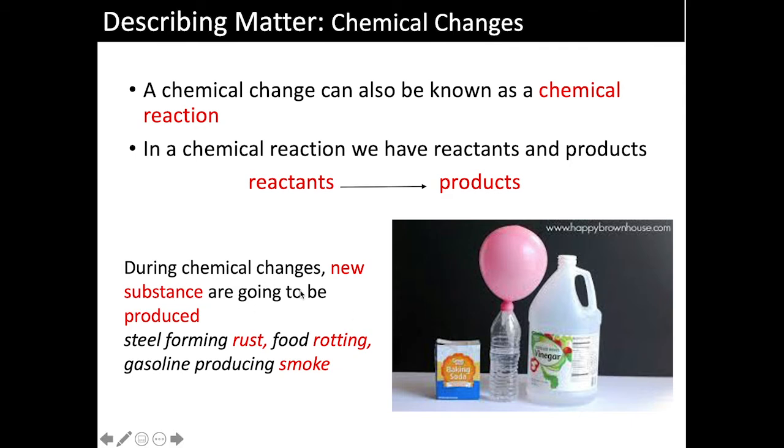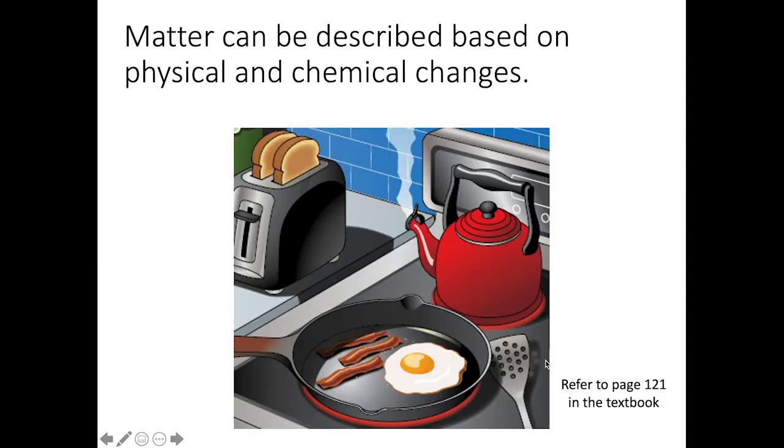So during chemical changes, new substances are going to be produced. So steel forms rust. This is a new substance. This isn't steel anymore. It's something else. Food rotting. Rotten food doesn't have the same chemical makeup as food that hasn't rotted yet. Gasoline producing smoke. Gas produced by baking soda and vinegar would be another example.